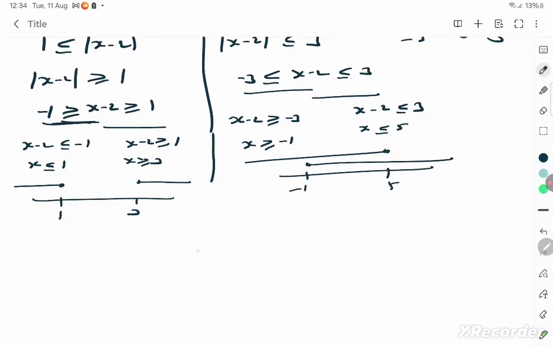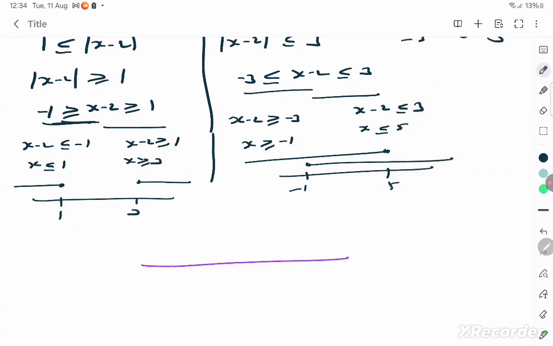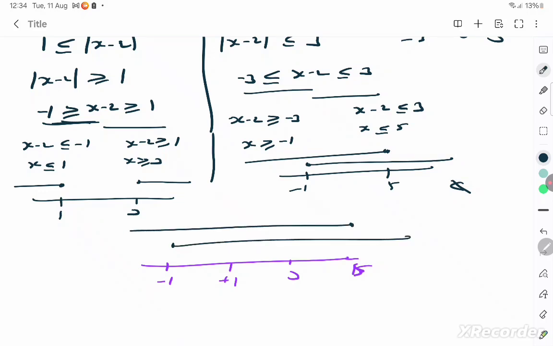So if I'm going to do a combined graph for this, I'll have a minus 1, I'll have a plus 1, I have a plus, what is this? This is plus 3, isn't it? Plus 3 and I'll have a 5. I'll do the right hand side graph in black color. So it's minus 1 greater and plus 5 is lesser. Then let's do this left side graph in some other color. Let me take purple color, and it's greater than or equal to 3 and lesser than or equal to 1.